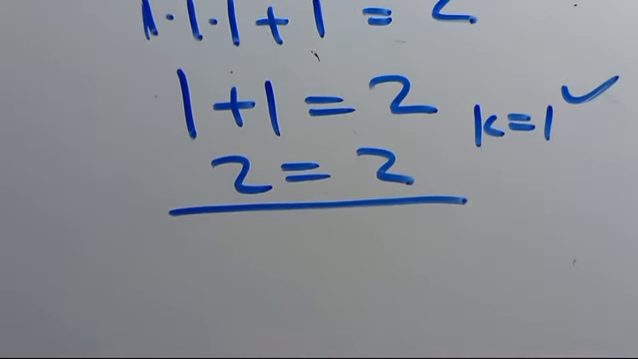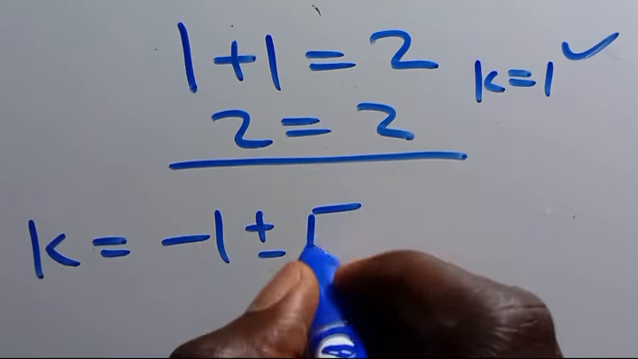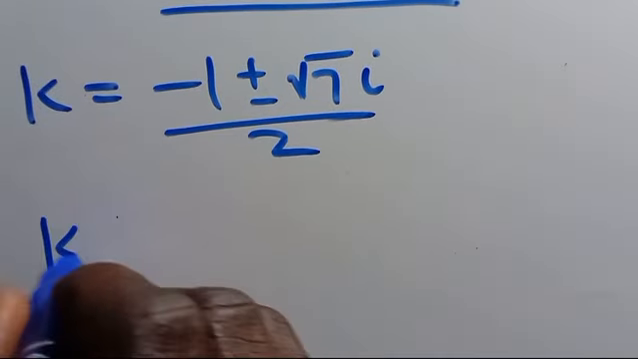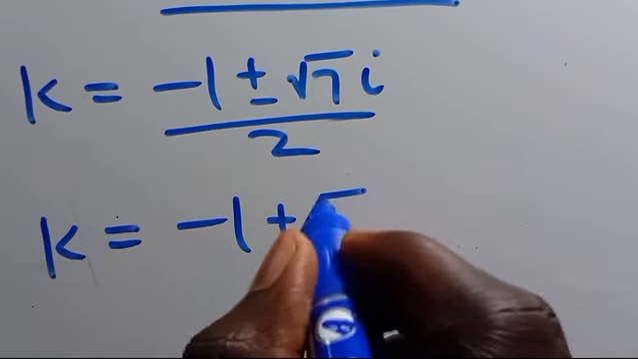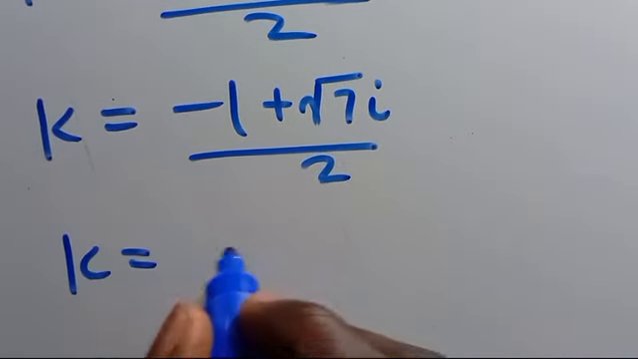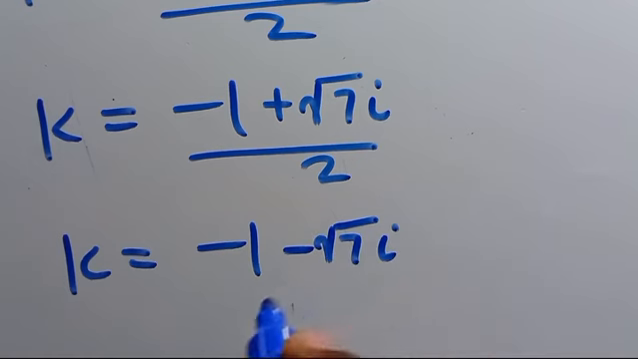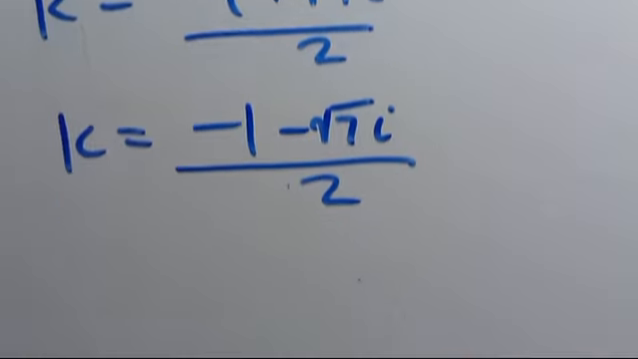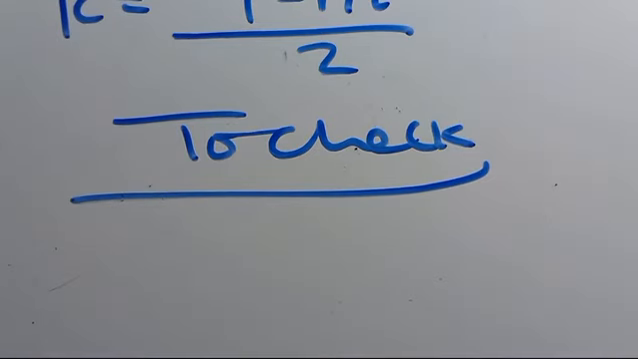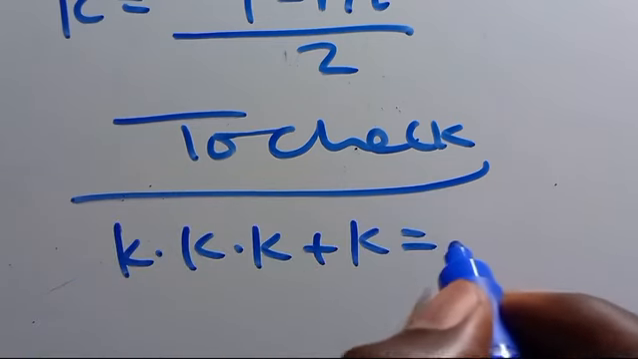Then let us check when we have k equals minus 1, positive or negative, square root of 7i over 2. Let's write this as k equals minus 1 plus root of 7i over 2, and we also have k equals minus 1 minus root of 7i over 2. Then to check, we have k times k times k plus k equals 2.